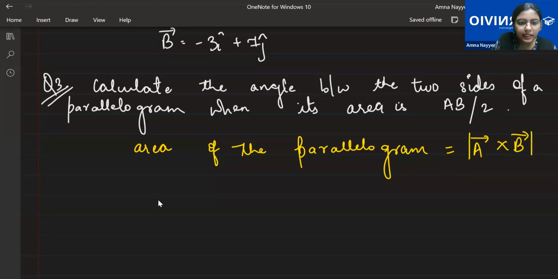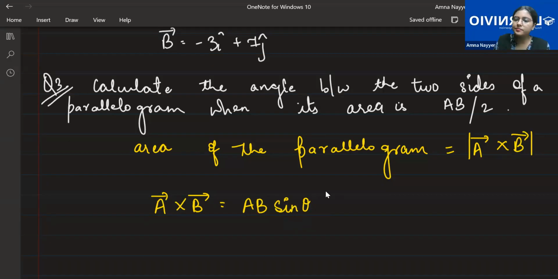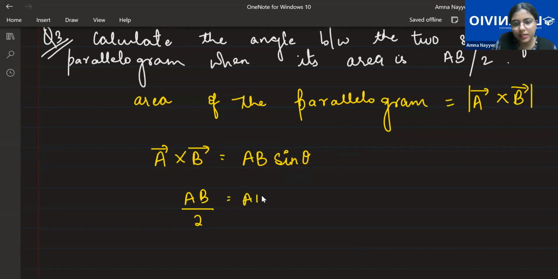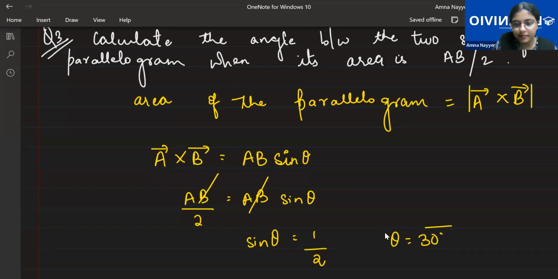Now, we know one thing, A cross B is equal to magnitude of A, magnitude of B into sine theta. And this magnitude part has already been given to us. Area is AB by 2. So if you put this as AB by 2, which is AB sine theta, AB will be cancelled. Sine theta is equal to half. What is theta? 30 degree.